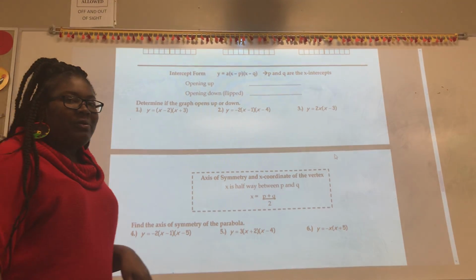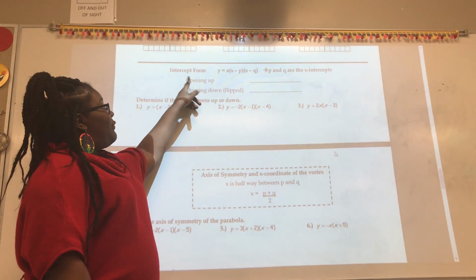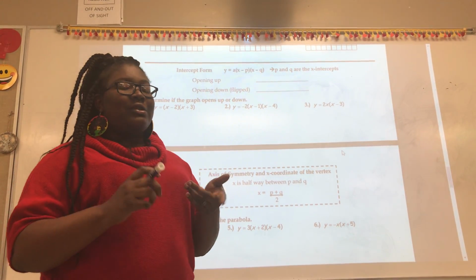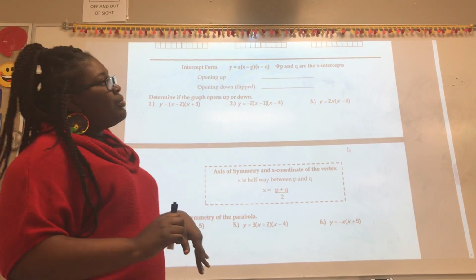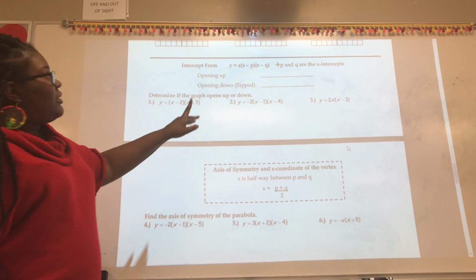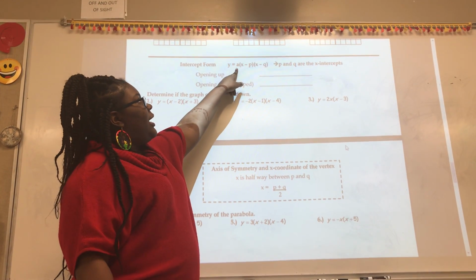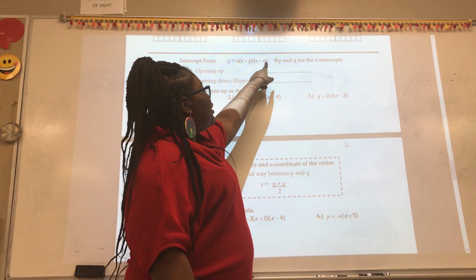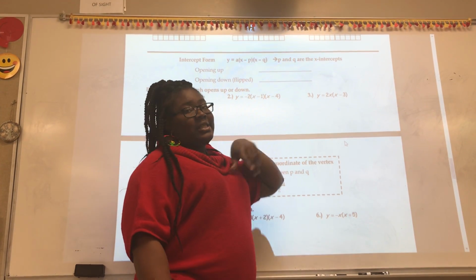All right, guys, we're going to go over factor form, or intercept form as people call it, one more time because you guys are a little confused, so I want to clear up that confusion. Remember that intercept form is y equals a times (x minus p) times (x minus q), where p and q are the x-intercepts.